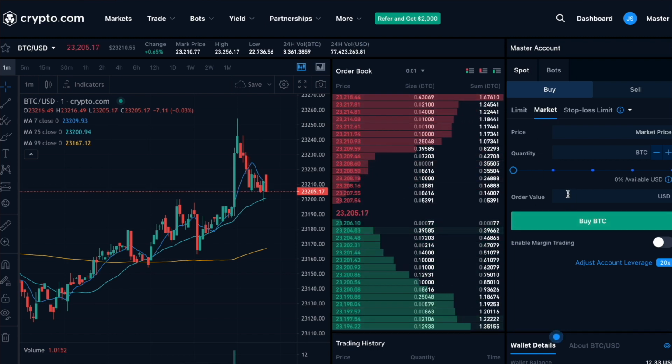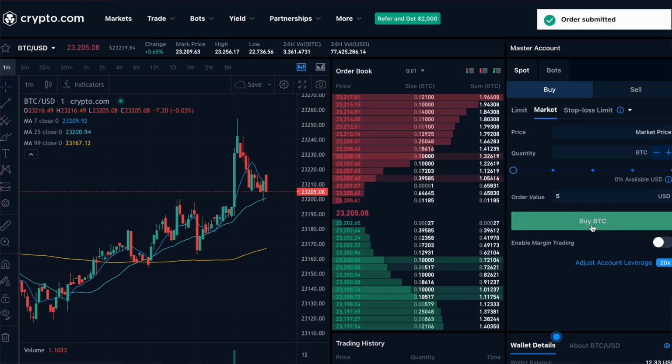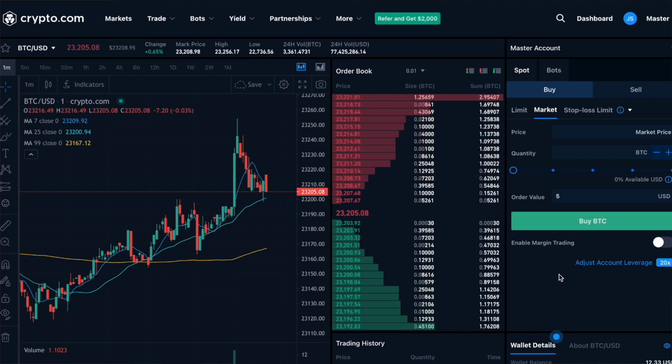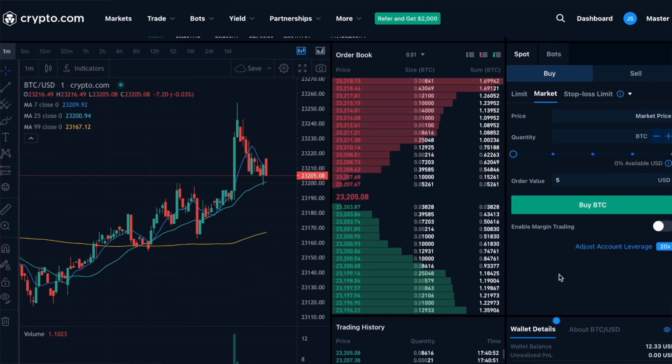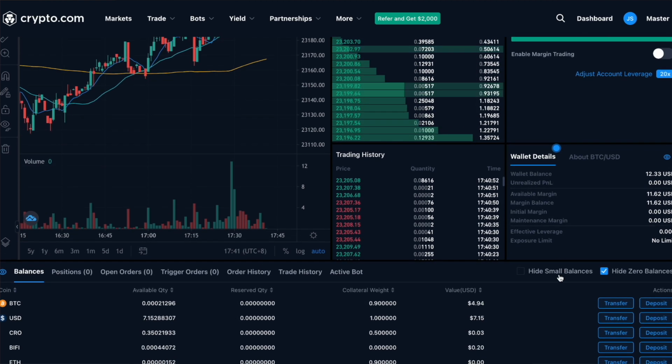Now, let's say we want to buy Bitcoin for $5 US. We go to the order value field here and type in the amount 5. As a last step, we only have to click on the green Buy BTC button, and that's it already. We've bought the Bitcoin through a spot market order. Because it was a market order, it was directly executed.